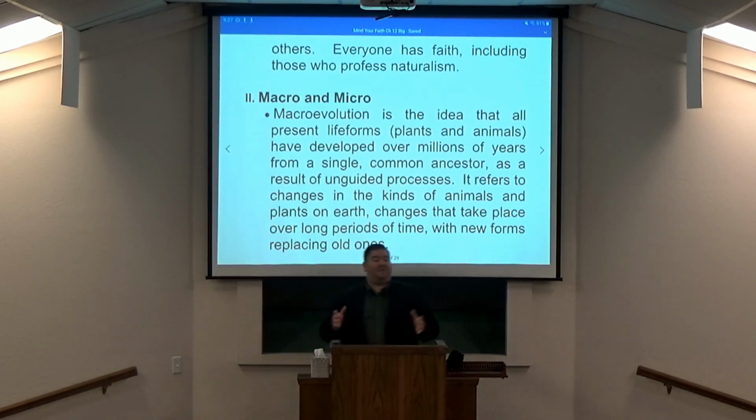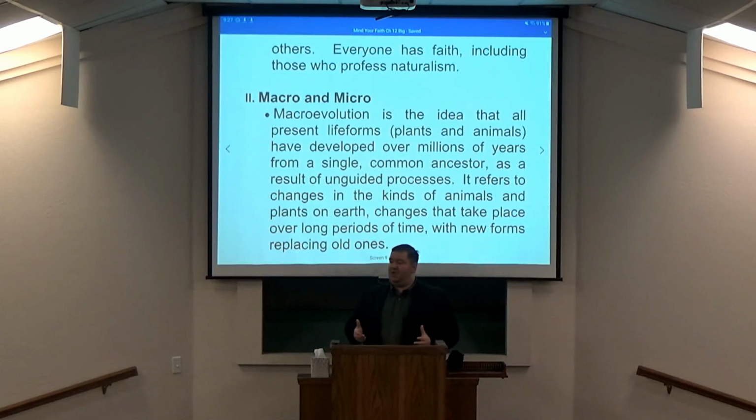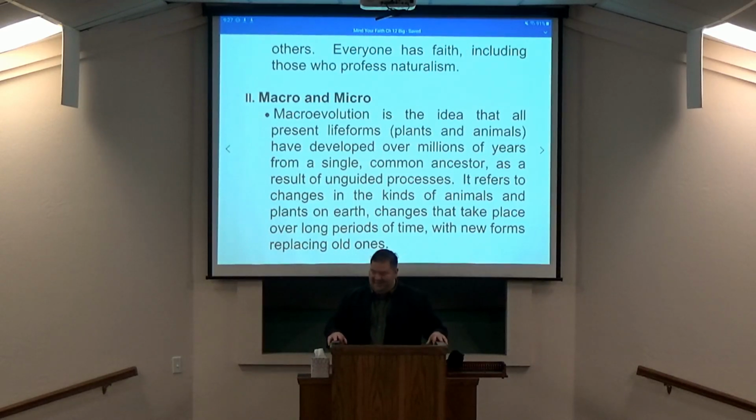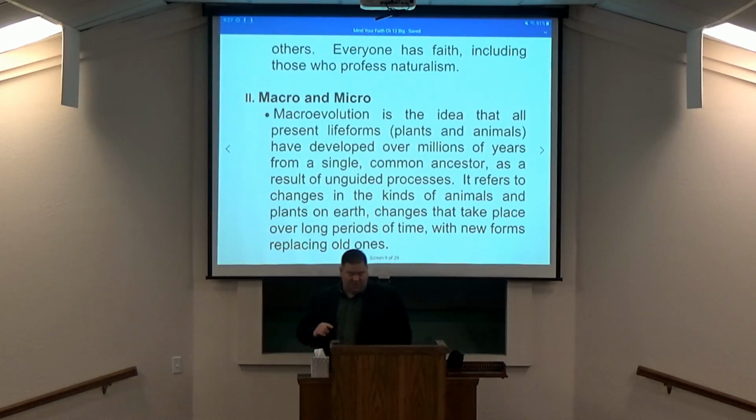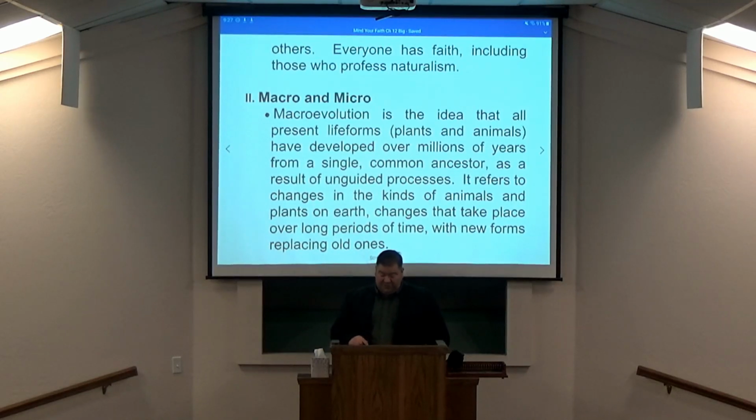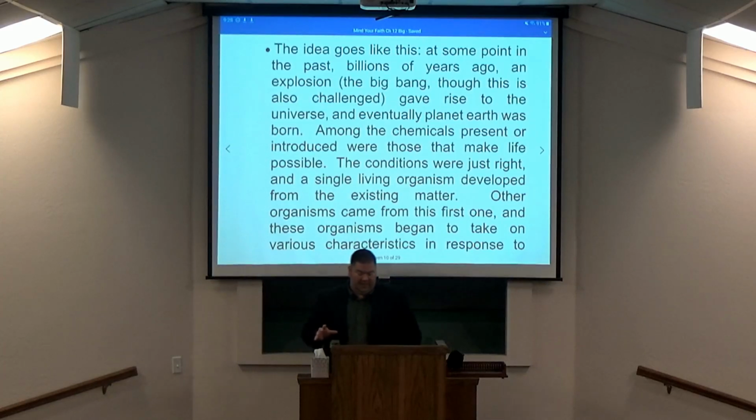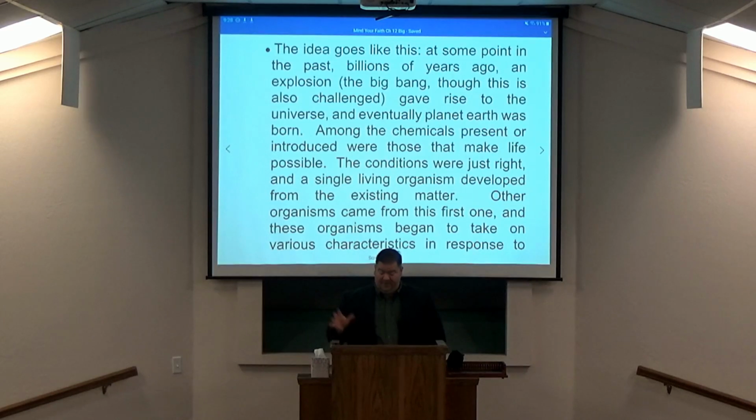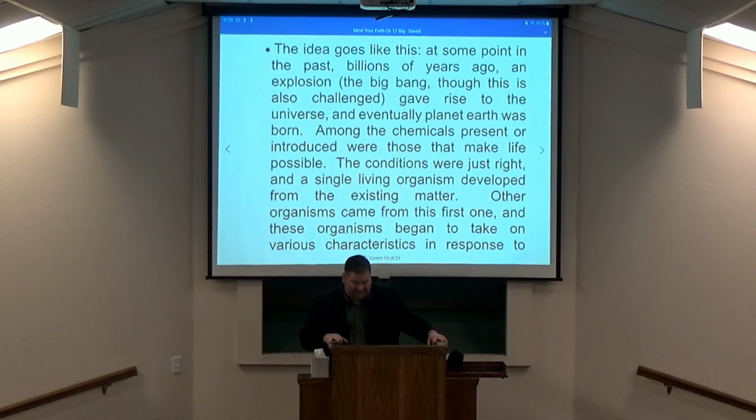So Dewey is going to then define evolution, or help us to help others define evolution. There's macro and micro. Macroevolution is the idea that all present life forms, that includes plants and animals, have developed over millions of years from a single common ancestor, single cell, as a result of unguided processes. It refers to changes in the kinds of animals and plants on Earth, changes that take place over long periods of time, with new forms replacing old ones. The idea goes like this. We've all heard it. At some point in the past, billions of years ago, an explosion, the Big Bang, though, as we've actually talked about lately, the Big Bang has been greatly challenged, gave rise to the universe, and eventually planet Earth was born.